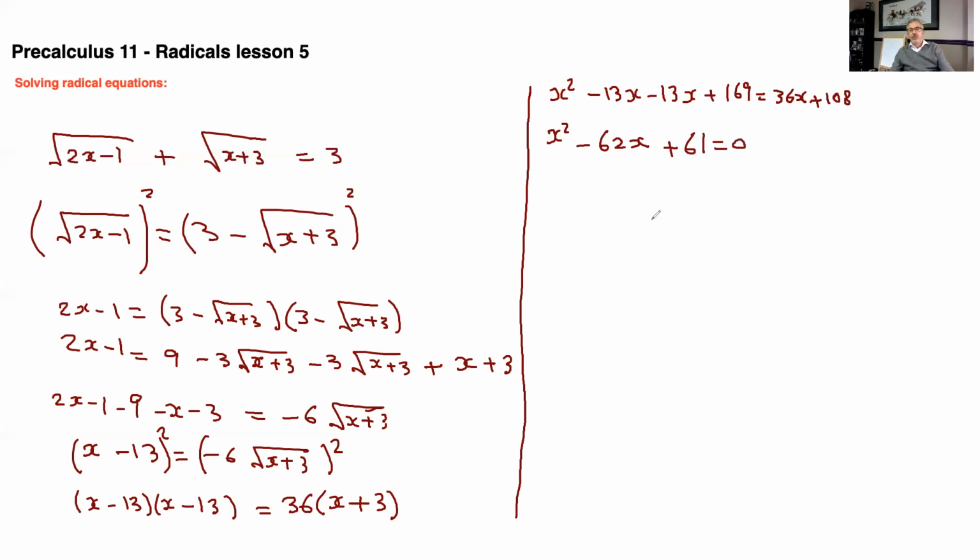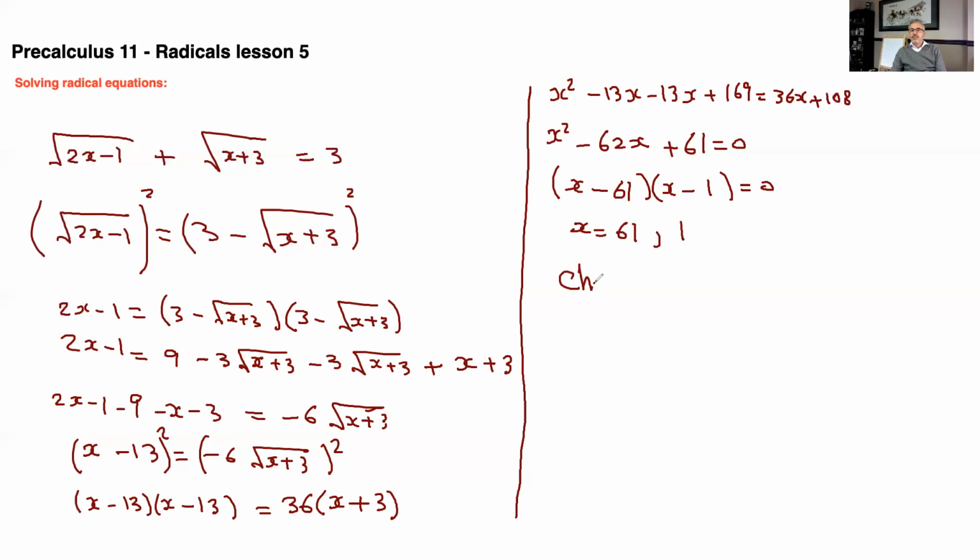So plus 61 equals 0. Actually, this one works to be a bit easier than what I thought. Open two set of brackets. So the two numbers that multiply to give me positive 61 and add to give me negative 62. If you're thinking about this for too long, you shouldn't, because the multiples that multiply to give me 61 are 61 and 1. And if you make them both negative, negative 61 and minus 1, they multiply to give you 61 and add to give you negative 62. So therefore, x equals 61 and 1.